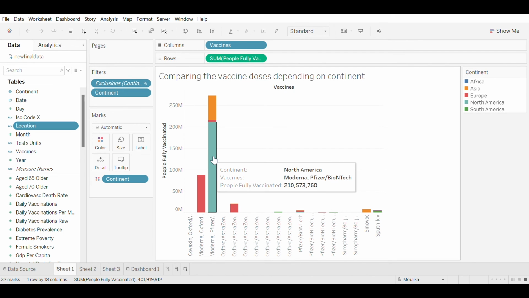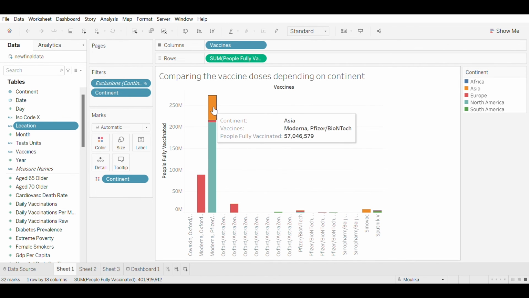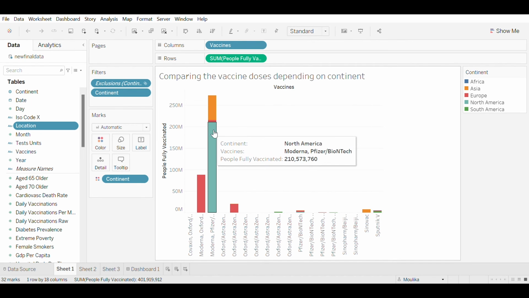For instance, if you take the vaccine which is called Moderna, Pfizer or BioNTech, it was taken in three different continents, which are Asia, Europe and North America, and it also shows the total number of people who are fully vaccinated with this vaccine.